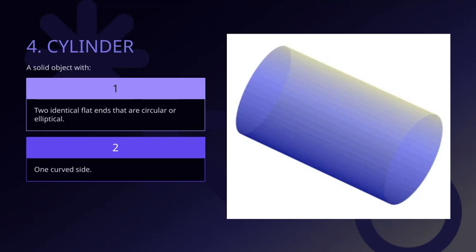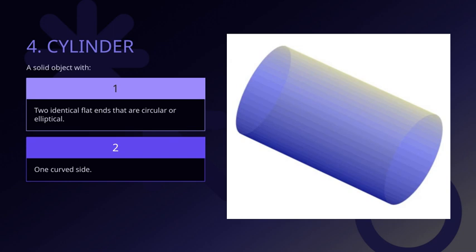Now, let's take a closer look at the cylinder. A cylinder is a solid object that has 2 identical flat ends, which can be either circular or elliptical in shape. These ends are parallel to each other and serve as the top and bottom surfaces of the cylinder. Connecting these 2 ends is a curved side, which wraps around the entire shape. This curved surface is what gives the cylinder its distinctive round, tube-like appearance.